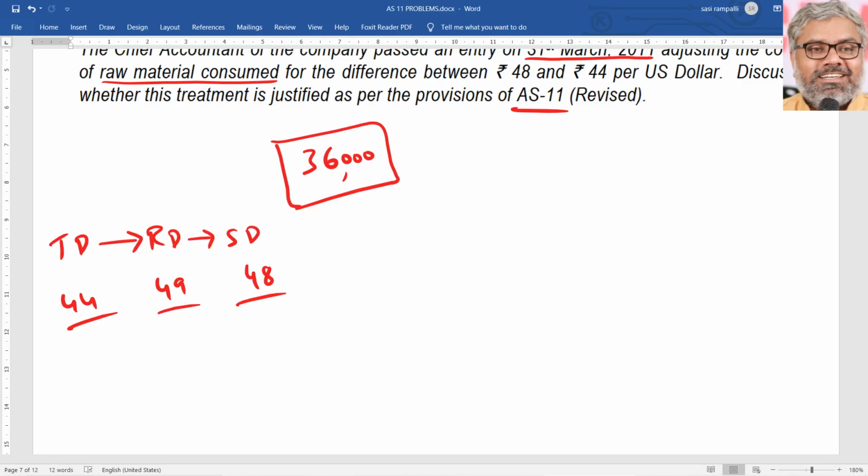Raw material consumed has to be separately shown for all the things which have costs related to the purchase of raw materials. Exchange rate fluctuations, nobody said in accounting standard 11 that should be added to the cost of raw materials. Fixed assets, it can be added by a choice, but no, not to the cost of raw materials. So whatever the accountant has done is inappropriate. What ideally he should have done will be different.